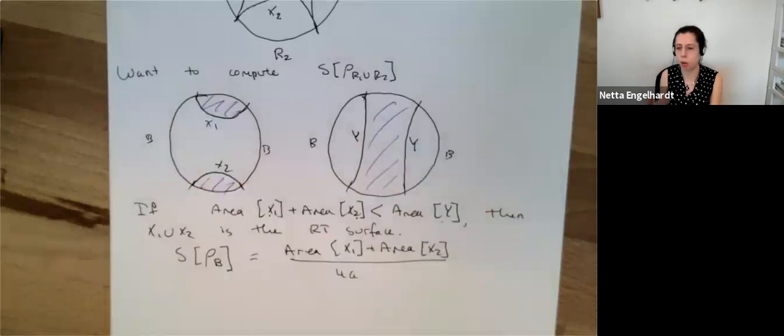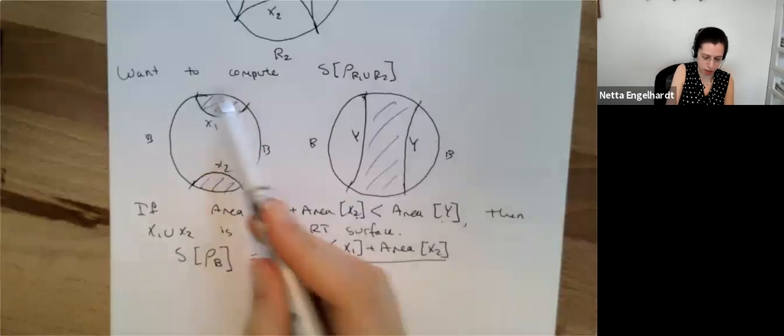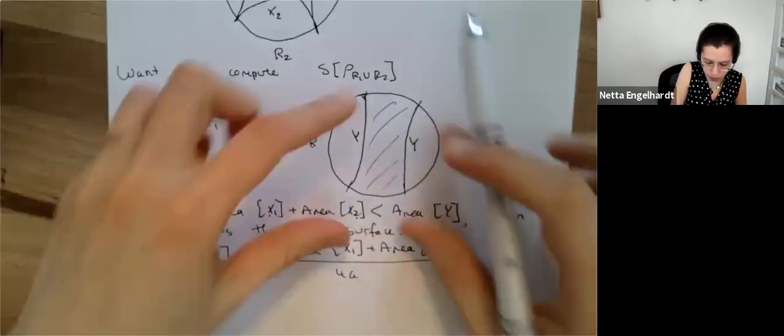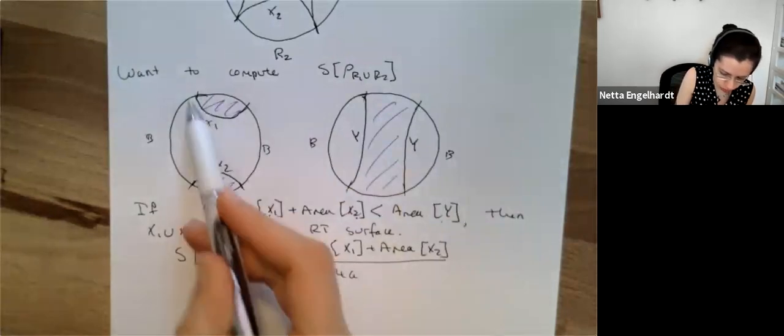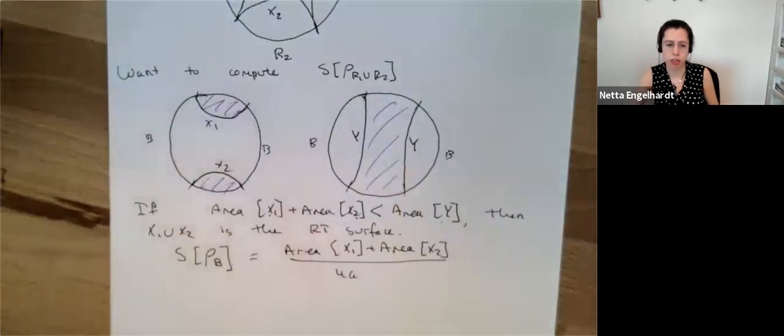And this is of course quite generic, but you can even see this already in pure AdS just by picking a couple of boundary subregions and moving them along, making them larger or smaller, and seeing that there's a transition: for B small enough, Y will dominate, and as you make B larger, eventually you're going to have this one dominate. Other questions on this?